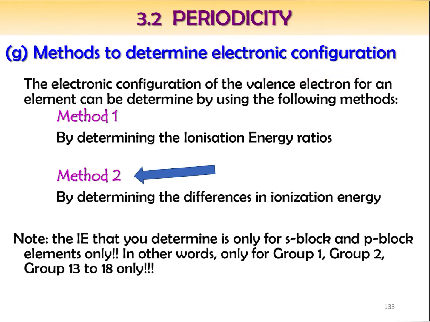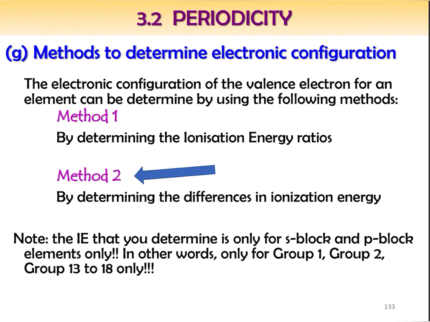Okay, so if you are given a set of data, okay, so macam mana kita nak tentukan electronic configuration of that element, of that unknown element tu lah. So kita ada 2 method. The first one is by using ratio. The second one is by using differences in IE. Maksudnya kita akan ambil IE yang lebih besar tolak dengan IE yang lebih kecil. So kita akan dapat the differences in IE. So kita akan cari the huge gap ataupun biggest differences tu lah.